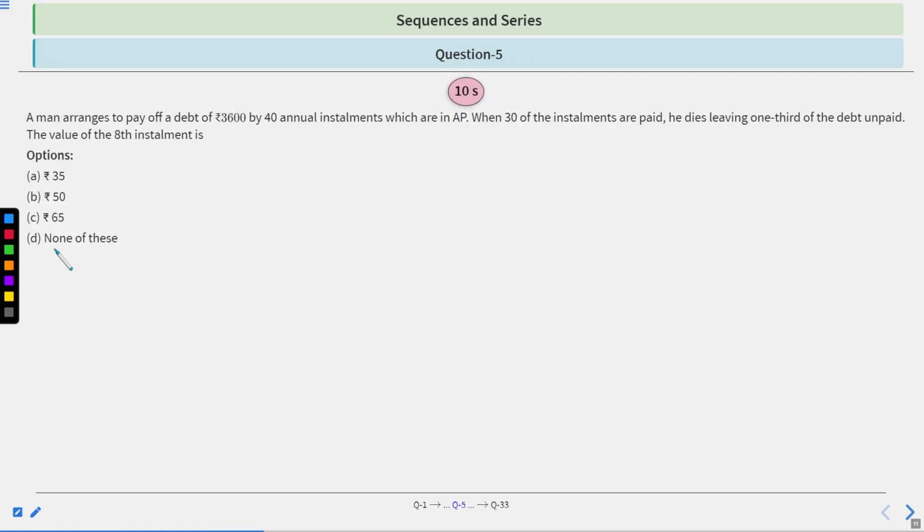Now let's move to question number 5. A man arranges to pay off a debt of 3,600 rupees by 40 annual installments which are in AP. When 30 of the installments are paid, he dies, leaving one third of the debt unpaid. The value of the eighth installment is. So let's move to the solution part after 10 seconds.